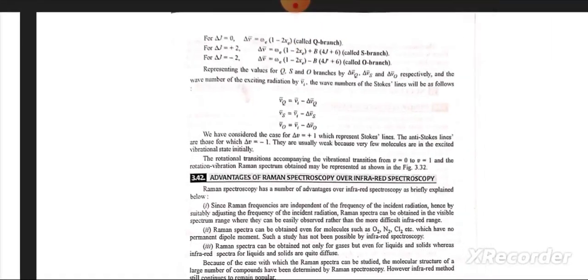We have considered the case for ΔV equal to plus 1, which represents Stokes lines. The anti-Stokes lines are those for which ΔV equal to minus 1. They are usually weak because very few molecules are in the excited vibrational state initially. The rotational transitions accompanying the vibrational transition from V equal to 0 to V equal to 1 and the rotation vibration Raman spectra obtained may be represented.